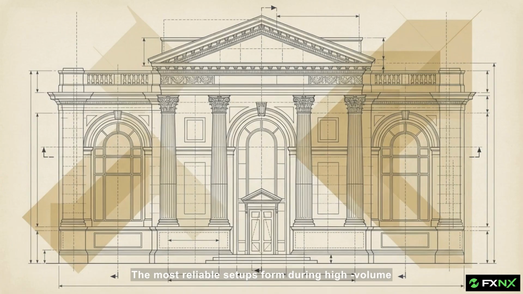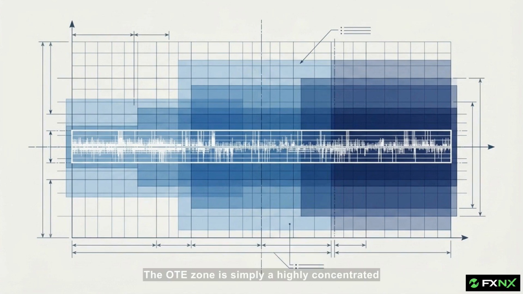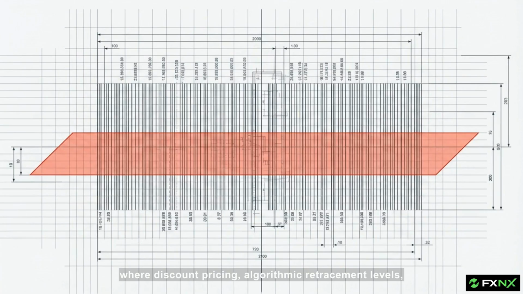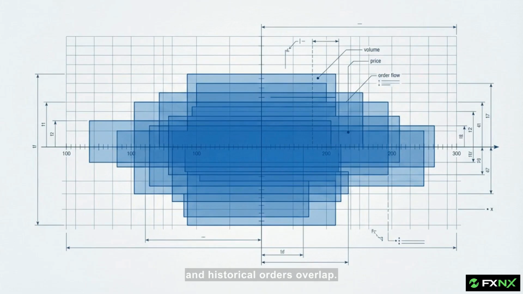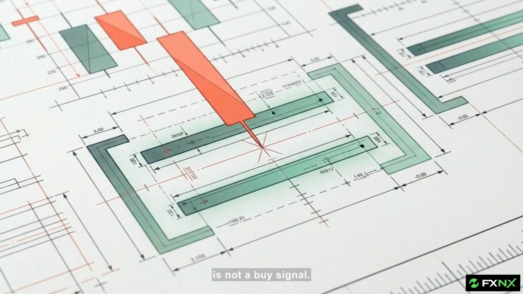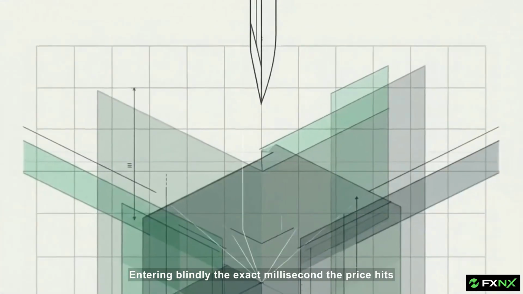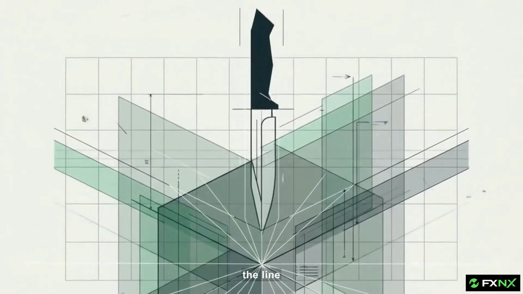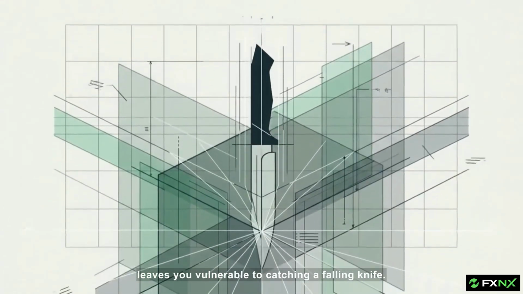The most reliable setups form during high-volume trading windows, like the New York Open. The OTE zone is simply a highly concentrated area where discount pricing, algorithmic retracement levels, and historical orders overlap. But touching the edge of the OTE box is not a buy signal. Entering blindly the exact millisecond the price hits the line leaves you vulnerable to catching a falling knife.